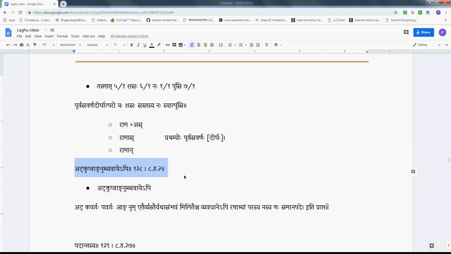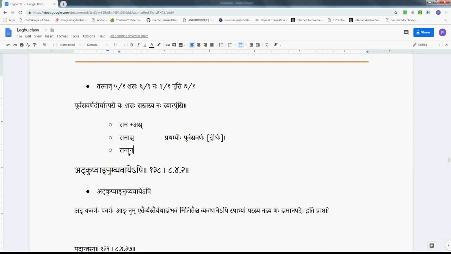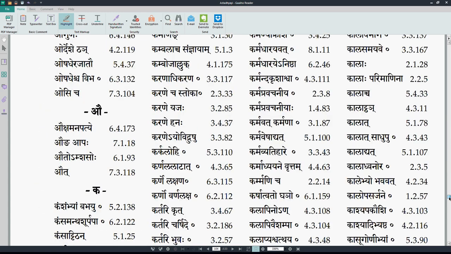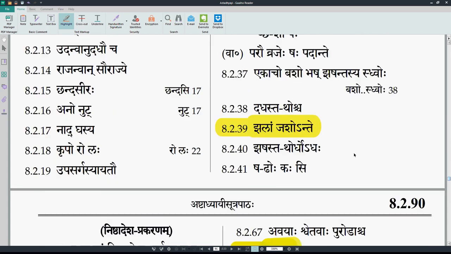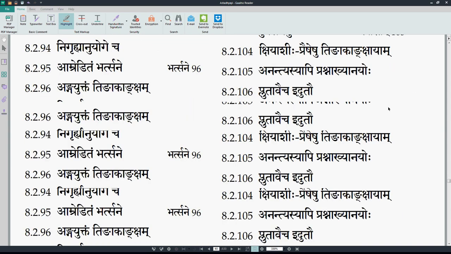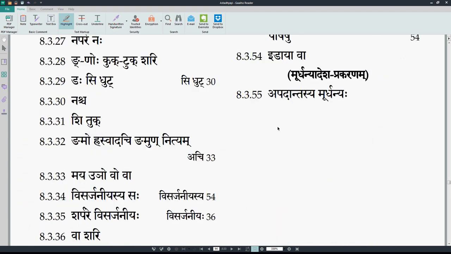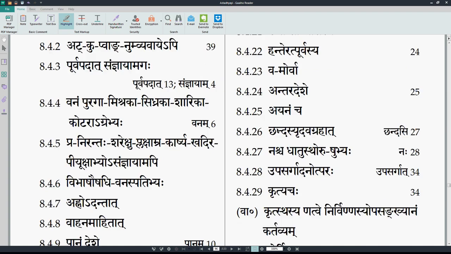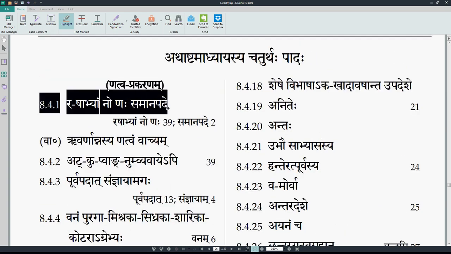So he introduces another sutra here before he concludes that Raman is the form. He has reached Raman, but another sutra he says, Atkupangnum Yavayepi. Atkupangnum Yavayepi is in Tripadi, and the sutra is what? Rashabhyam Nonaha Samanapade. Earlier sutra is Rashabhyam Nonaha Samanapade, 8.4.1. So 8.4.1 is prapta, he says. When you think of this, applying this sutra, 8.4.1.